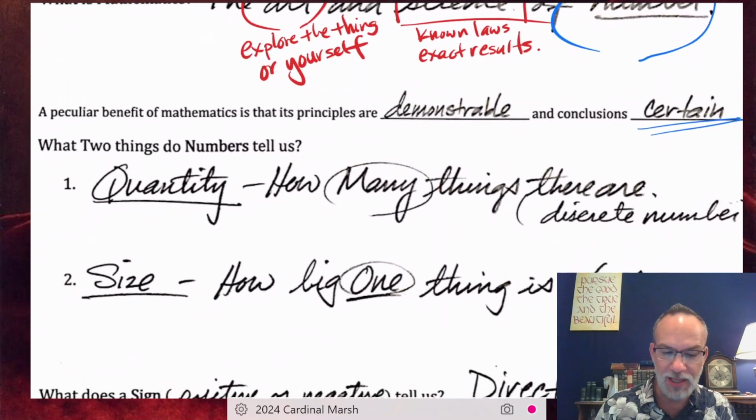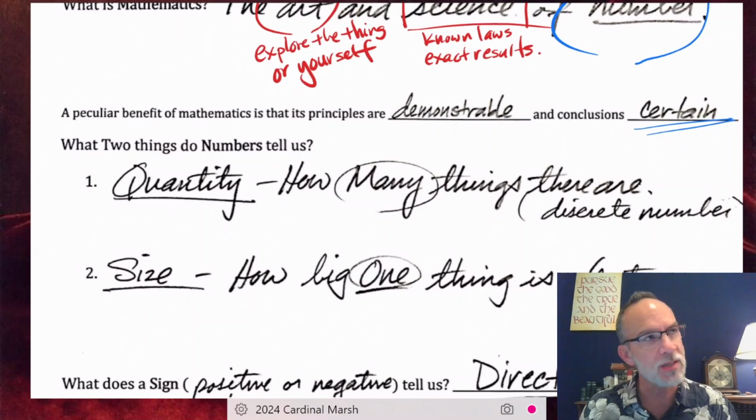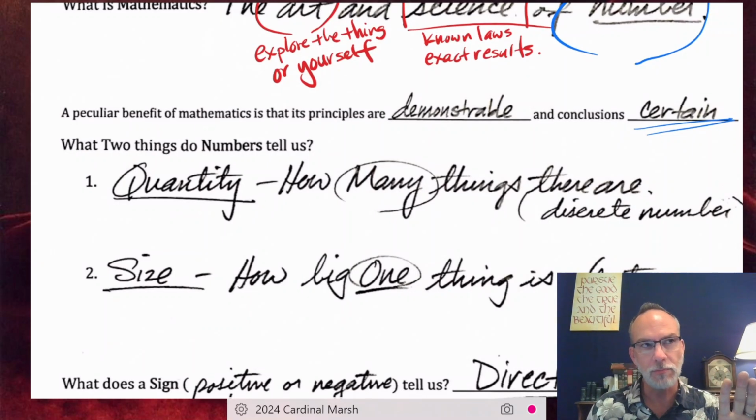All right, so two things now. Two things numbers tell us. They only tell us two things. Anytime and every time you've got numbers that are being used to describe something, they're either describing quantity, which is how many things there are, or it's describing size, which is how big one thing is.